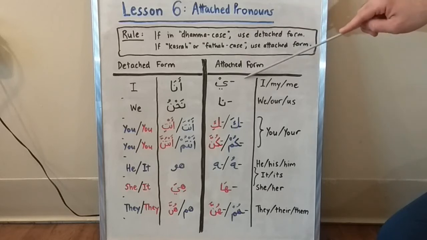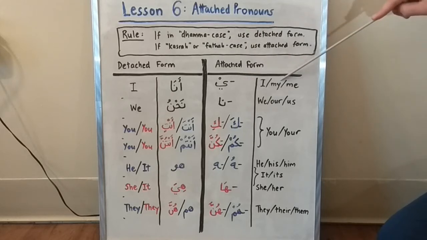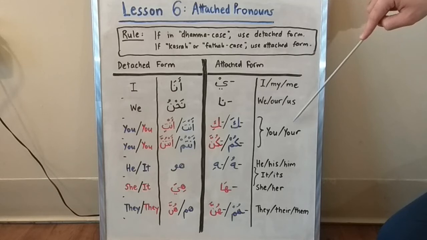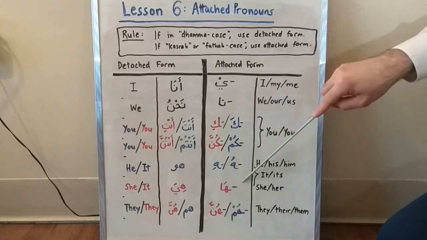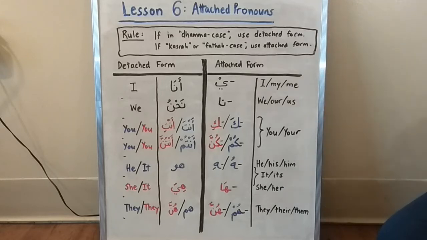So if we're using a kasrah case for the pronoun, we could say kitabi, and that would mean my book. Kitabuna would mean our book. Kitabuka or kitabuki would mean your book. Kitabuhu, kitabuha would mean his book or her book. Kitabuhum would mean their book. So that's an example of how we can add suffixes to the end of a noun to show possession when the person who's doing the owning is not somebody who's mentioned by name, but mentioned by a pronoun like you or he or they. Okay, let's get on to the words for today.